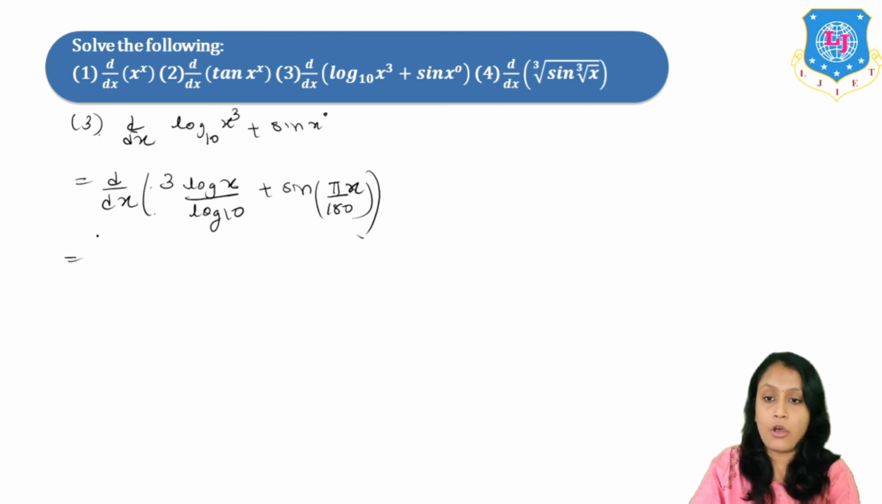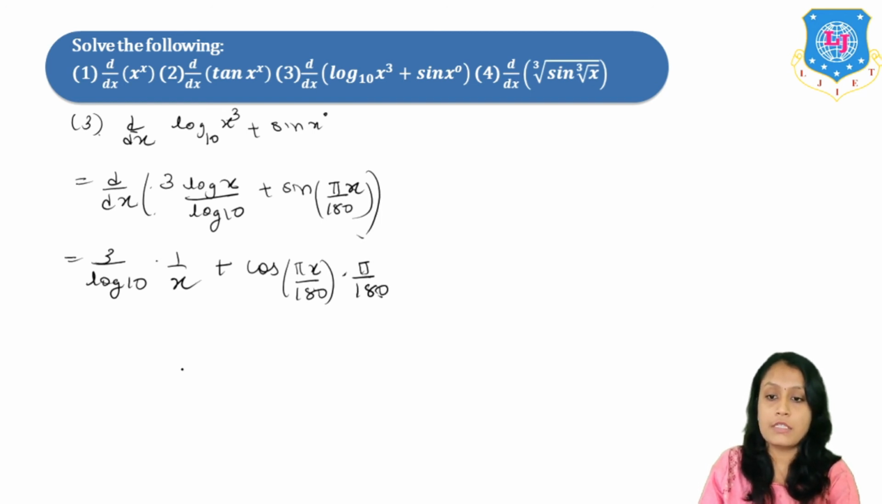This 3 and log 10 are constants, so we can keep them outside. Derivative of log x is 1 upon x. Now derivative of sine is here cos of pi x upon 180, and multiply by pi upon 180 over here. So this is the answer. Now next example, find d by dx of cube root of sine cube root of x.